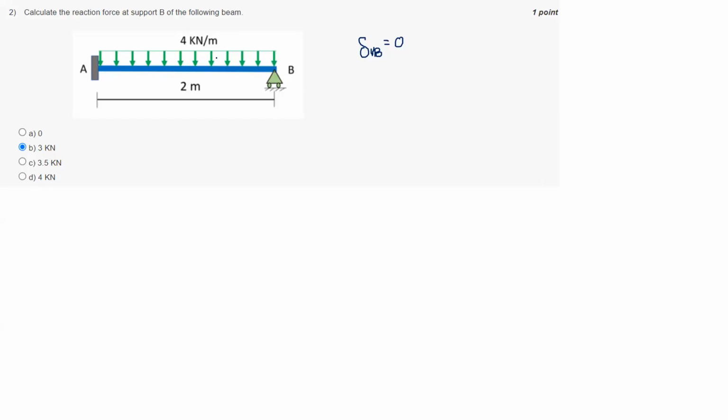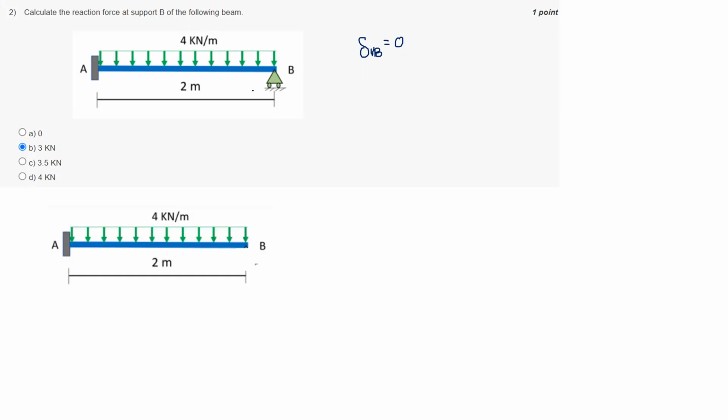So whatever displacement is developed by this UDL will be managed by the displacement due to the reaction RB. Now you can see we are going to use two separate cases. Displacement due to UDL in the vertical direction is downward, and displacement due to reaction RB is vertically upward. But the final displacement should be 0. So now we have removed B and we are considering a determinate structure.